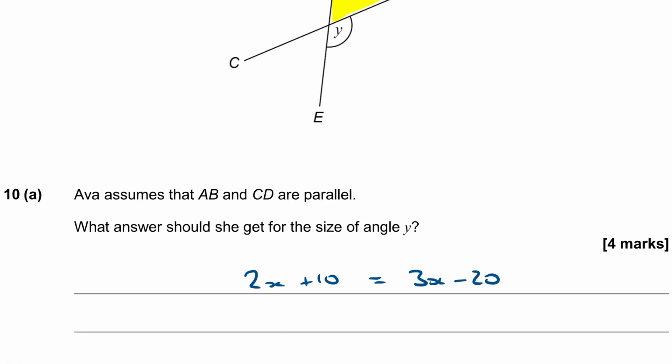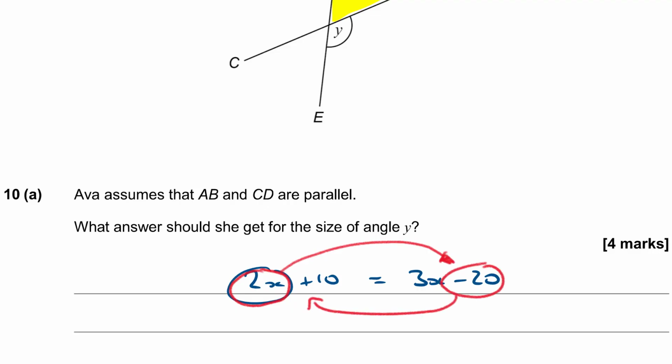I'm going to collect the x's on the right hand side to keep my x's positive. If I take x to the other side, I'll get a negative value, so I'm not going to do that. And I'm going to move that over here to keep that positive as well. So that's going to give me 10 plus 20 is 30, and 3x take away 2x is x. That would give me x is equal to 30.